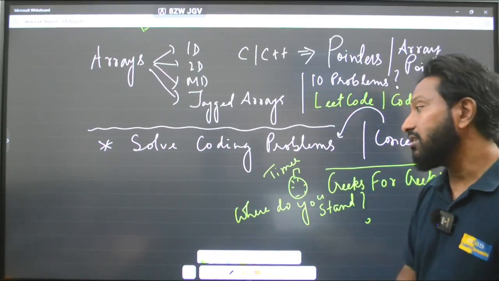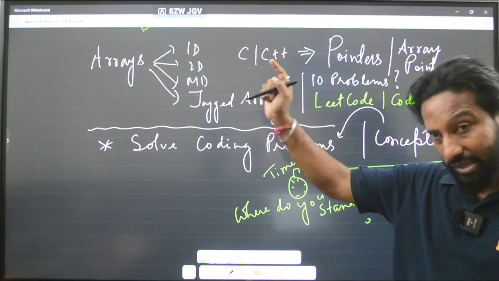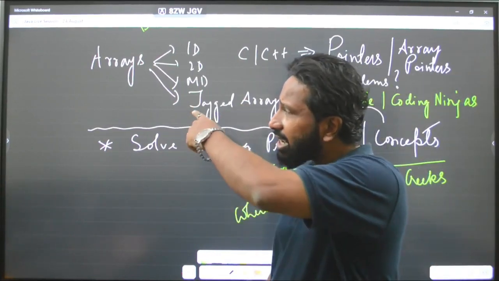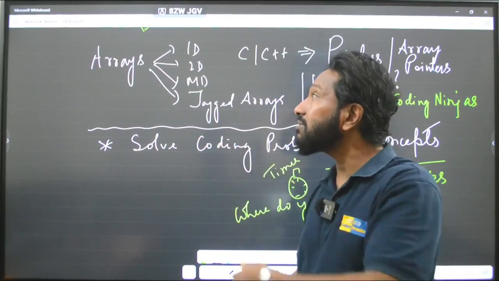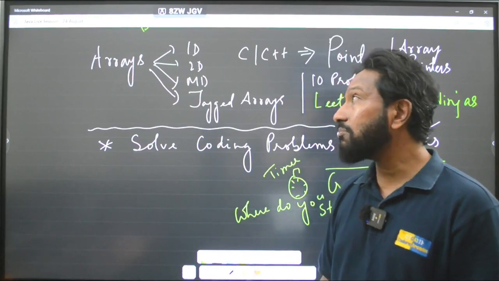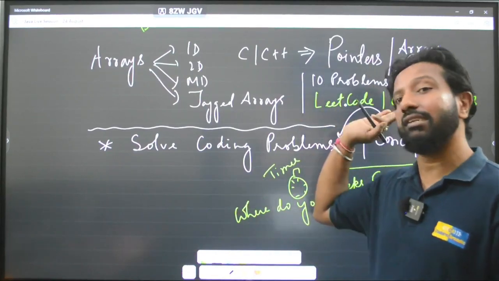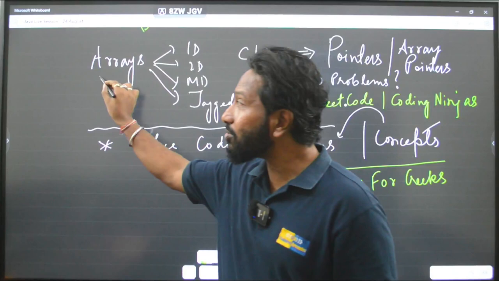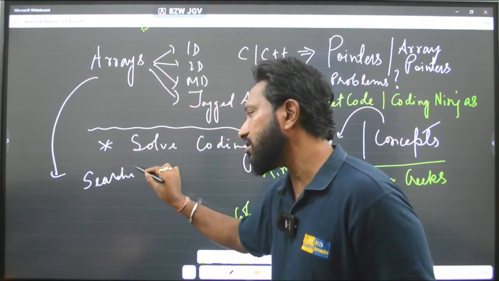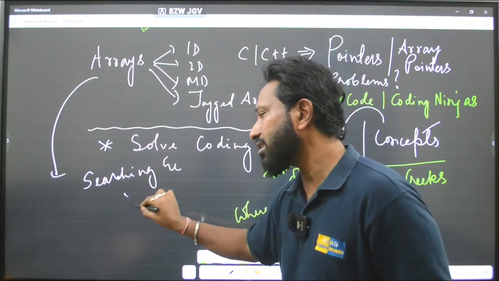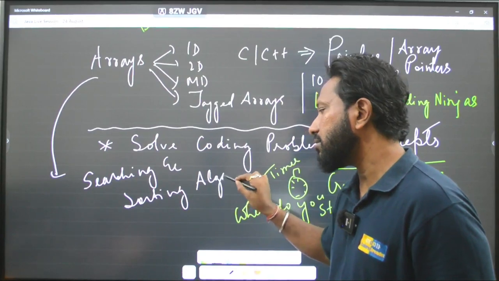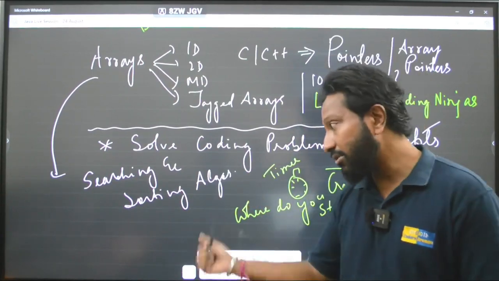Got it? And as I was telling, after arrays, then comes your, because arrays will have lots of algorithms. So why not do that earlier? People do this, searching and sorting, they learn at last. You should not do this. As soon as you are done with arrays, finish all the searching and sorting algorithms. Searching and sorting algorithms. Okay, you can do that.